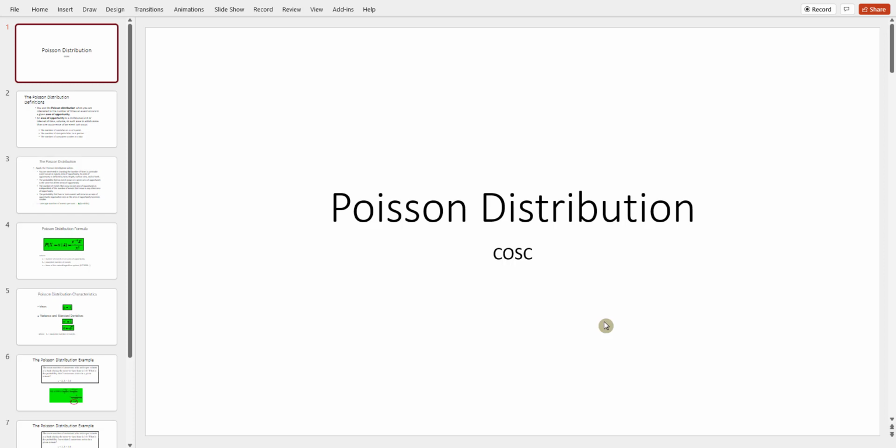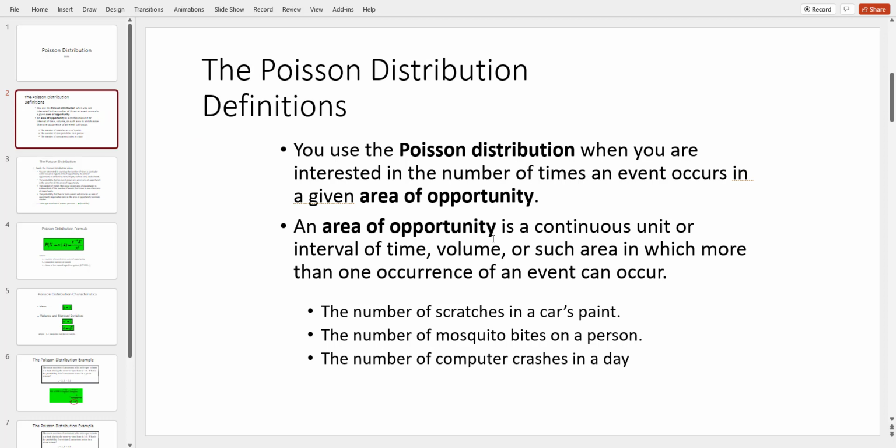In this video, I will talk about the Poisson distribution. We use the Poisson distribution when you are interested in the number of times an event occurs in a given area of opportunity. An area of opportunity is a continuous unit or interval of time, volume, or such area in which more than one occurrence of an event can occur.